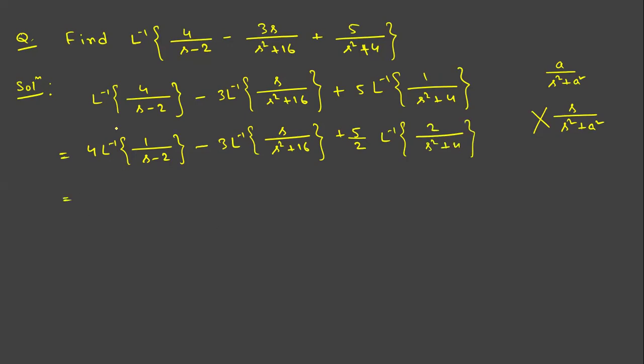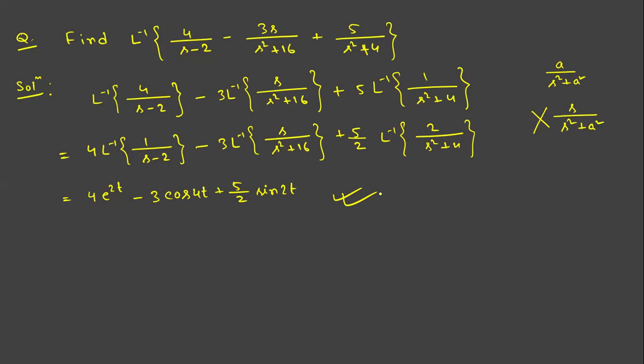This is Laplace inverse of 1 by s minus 2. This is a negative sign, so this is the Laplace inverse of e to the power 2t, so that will be 4 e to the power 2t. Clear? Minus 3 into, this is s by s square plus 16, 16 means 4 square, so this is 3 into cos 4t, and plus 5 by 2 sine of 2t. This is the answer. Okay, very simple.